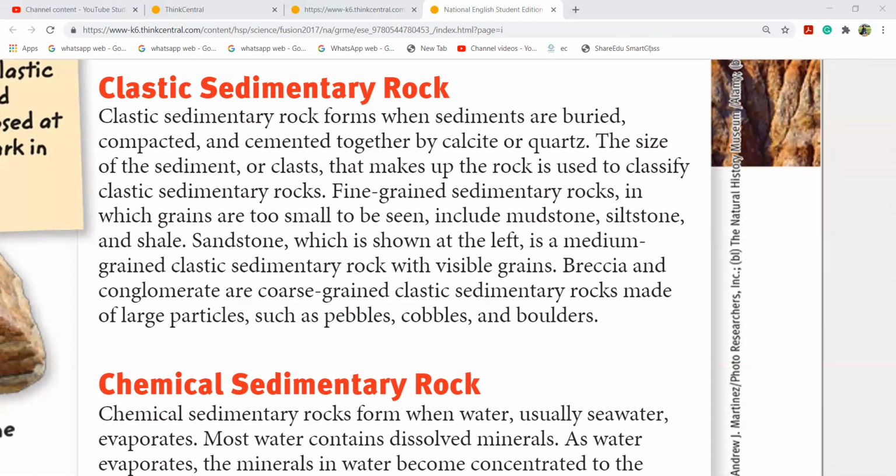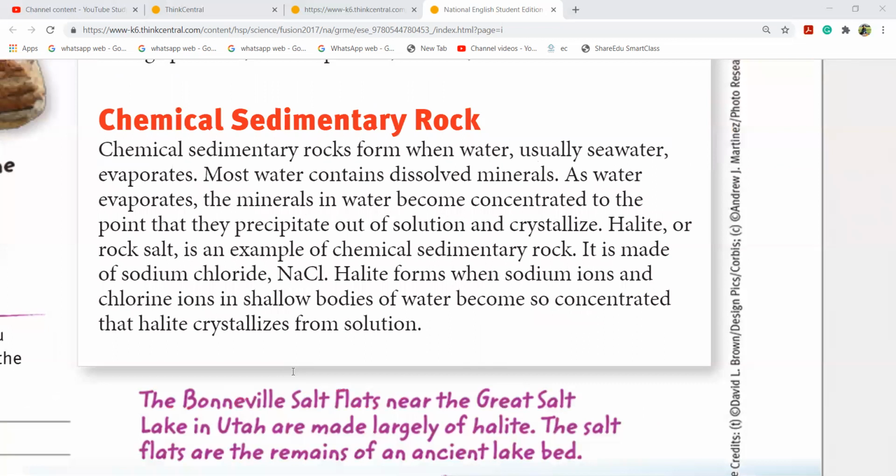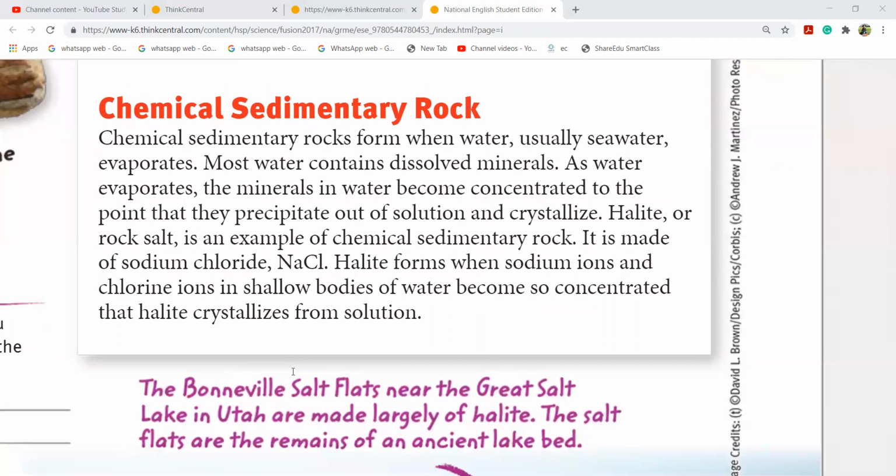Coming down to chemical sedimentary rock. Read it out. Chemical sedimentary rocks form when water, usually seawater, evaporates. Most water contains dissolved minerals. As water evaporates, the minerals in water become concentrated to the point that they precipitate out of solution and crystallize. Halite or rock salt is an example of chemical sedimentary rock. It is made of sodium chloride.